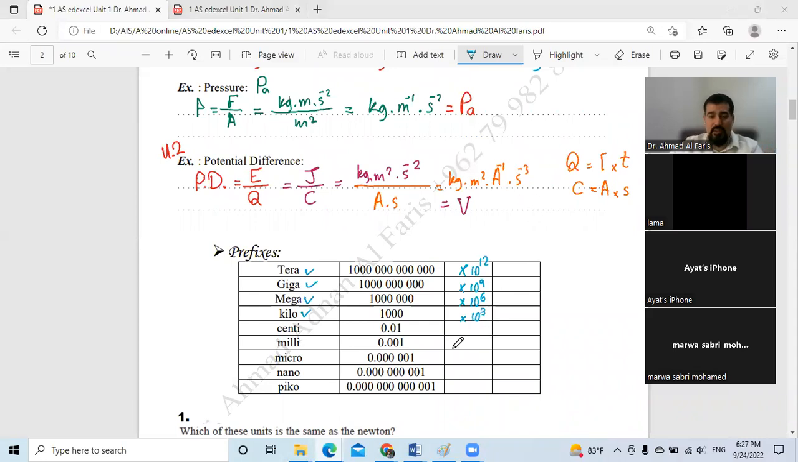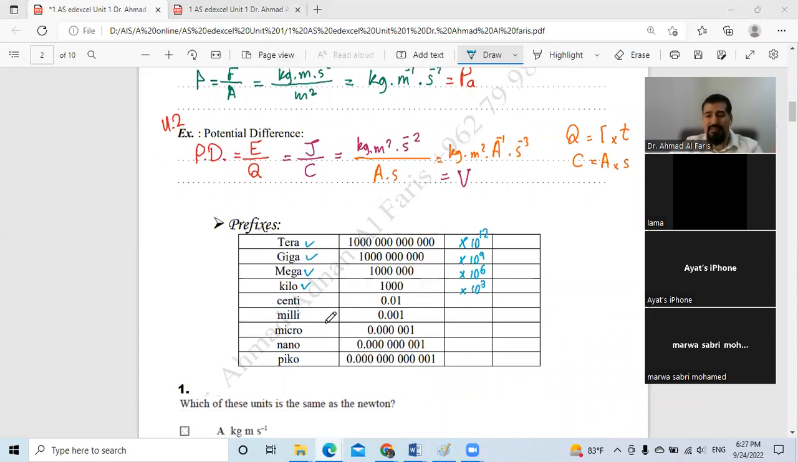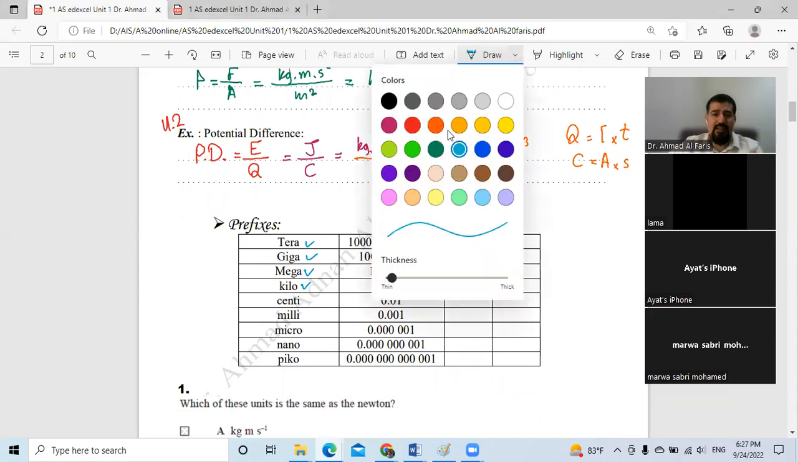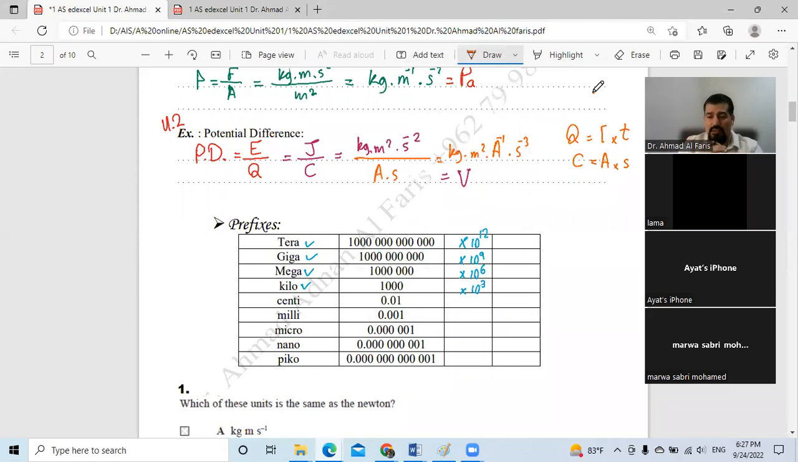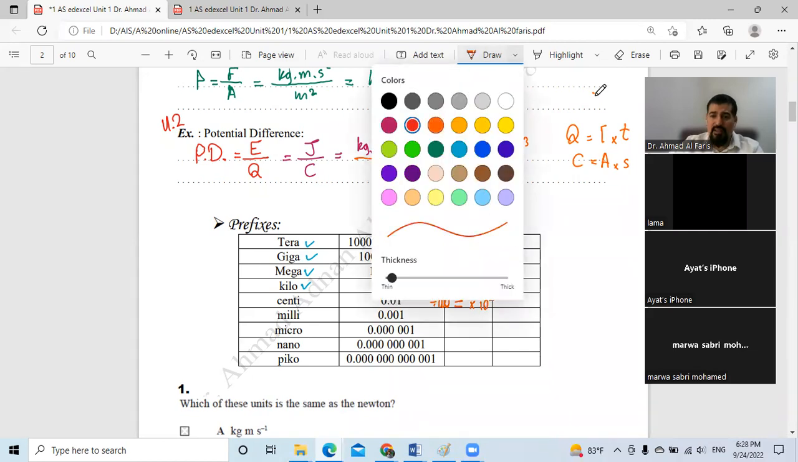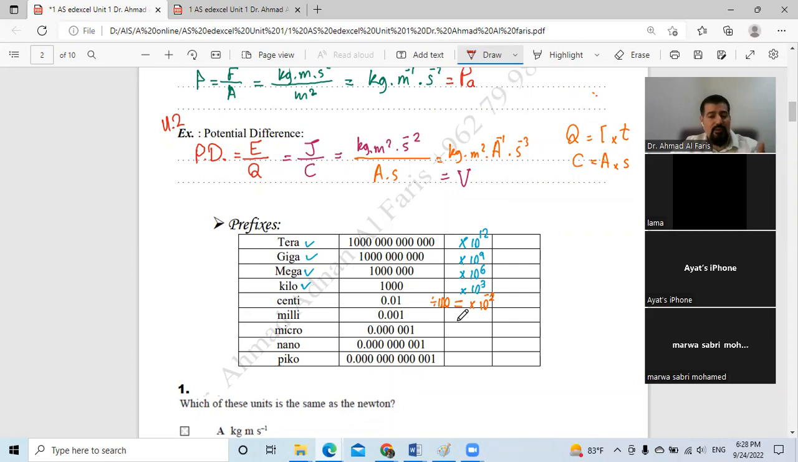The only new thing here is centimeter, centigram, centisecond. Centi came from cent. How many cents do we have in $1? Exactly, we have 100 cents. Thank you, Hiba. Thank you, Hamad. So to convert from centimeter to meter, we need to divide by 100. That means multiplying by 10 to the power of negative 2. And the word milli means a thousandth, that means a part of 1,000. So I'll multiply it by 10 to the power of negative 3.